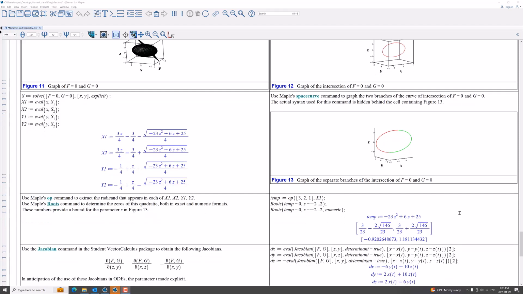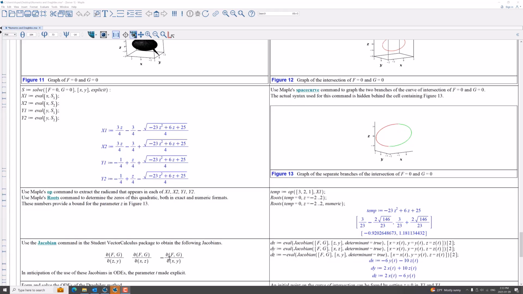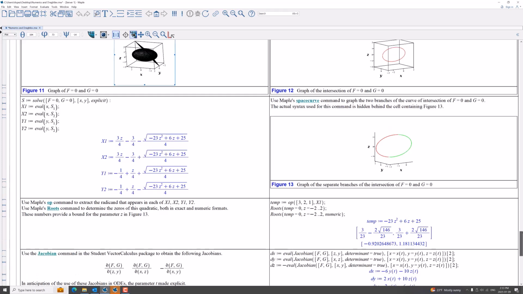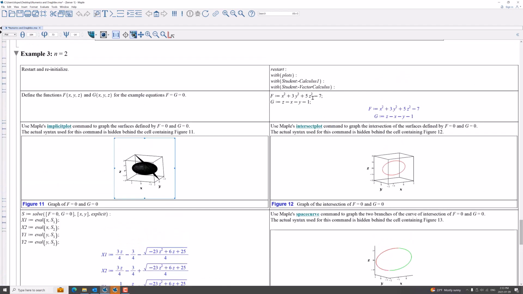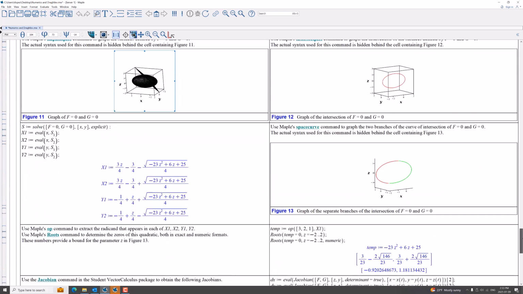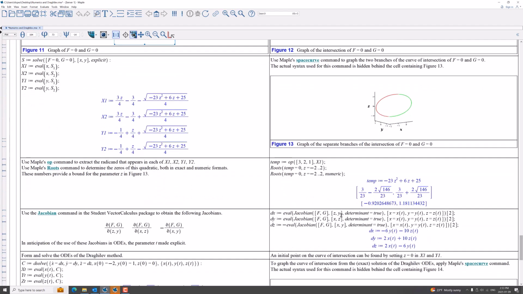And now I'm going to do the Draghilev thing. So I need three Jacobians. Here they are, Jacobian, Jacobian, Jacobian of these two functions, capital F and capital G. Remember, I defined them here, right? These are the Jacobians. Give the order of the variables. And you have to say determinant equals true so that you get the determinant and not the Jacobian matrix.